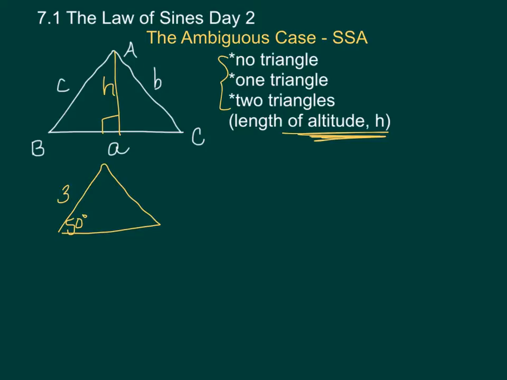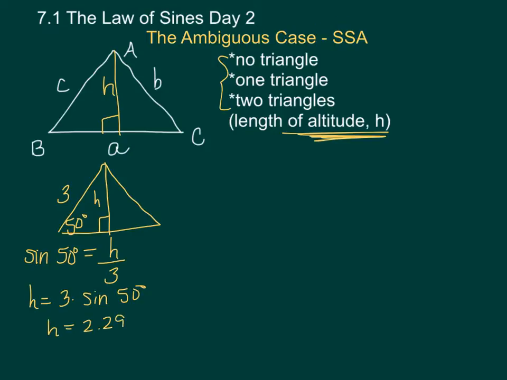I would find h by doing sine 50 equals opposite over hypotenuse. So I would solve it by doing 3 times sine 50, and you're going to get approximately 2.29 or 2.3. And so what happens is if this side is smaller than your h value, it won't be long enough to make a triangle. So let's say it's like 1.5 or anything smaller than h, that results in no triangle. So if h is larger than that opposite side, then this is no triangle.